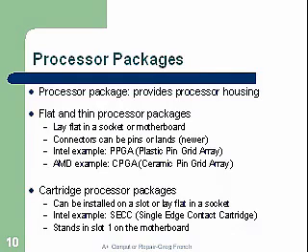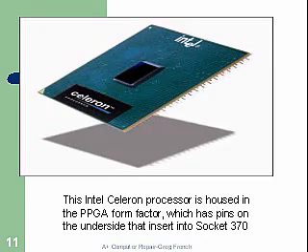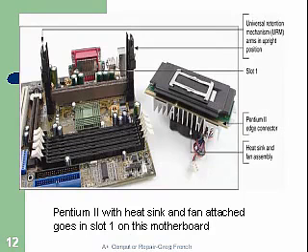Here's the Intel Celeron processor. It is housed in a pin grid array type form factor, which has pins on the underside that insert into a socket, Socket 370. Here's another example of the slot, a Pentium 2 with a heatsink and a fan attached to it. It goes in Slot 1 on the motherboard.